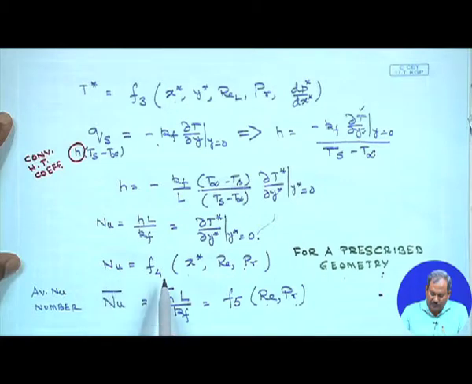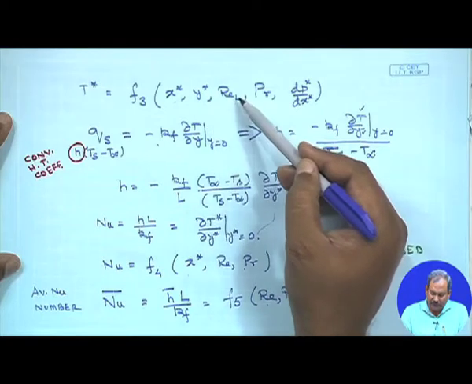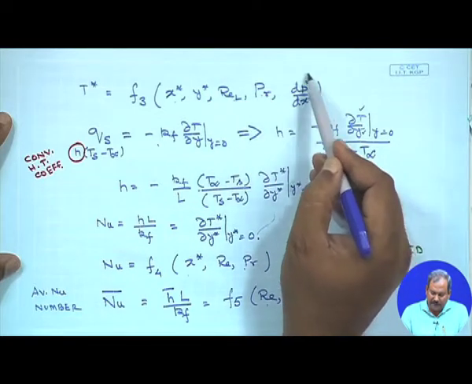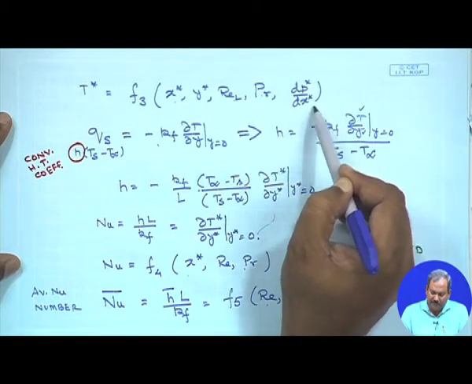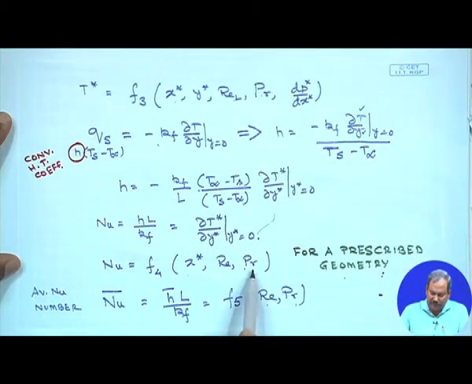The functional form of Nusselt number, which I call F4, should contain x star, y star is specified, Reynolds number, Prandtl number, and if I specify the geometry, then dp dx would not appear in the functional form of the Nusselt number. If you find out an average value, that means length average value of Nusselt number, your x star would also not be there, since you are integrating from 0 to L, the entire length of the surface. So, in that case, the average value of Nusselt number is simply going to be a function of Reynolds and Prandtl.